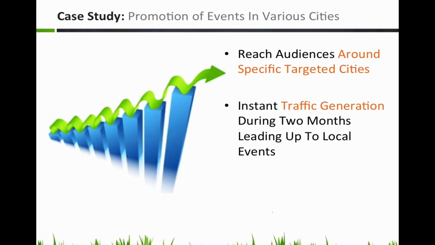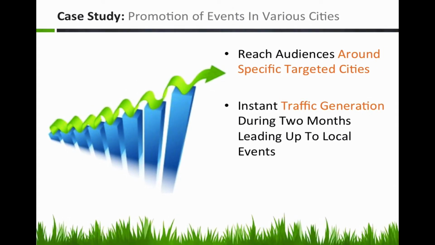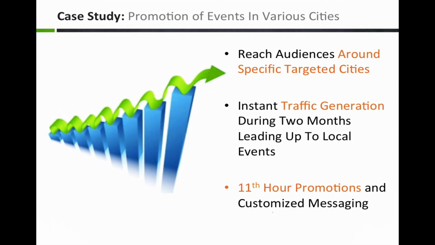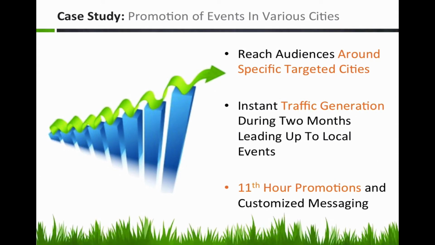city-specific campaigns. Second, because they were in various cities on a tour, they needed the ability to have instant traffic generation for the period of about 2 to 3 months leading up to the local event. Well, Google AdWords allowed us to use the controls in the system to basically turn on instant traffic generation for each of the cities as they needed them. And lastly, while managing and optimizing each of the campaigns for each city event, we have been working with the organization to provide 11th hour promotions and customized messaging for each city.